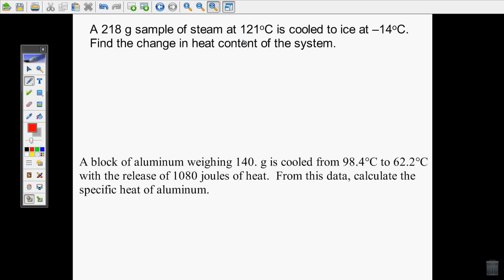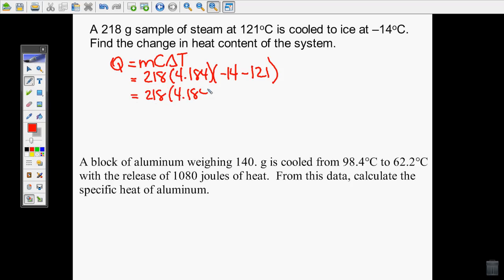A 218 gram sample of steam at 121 degrees Celsius is cooled to ice. Find the change in heat of the system. All right, so Q equals MCAT. My mass is 218 grams. Since this is steam, it's still water, so 4.184. And it cooled, so I get 218 times 4.184 times negative 135, and I get a negative value in joules. All right, and since my sign here is negative, that means this is exothermic.